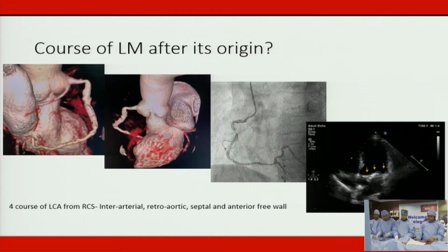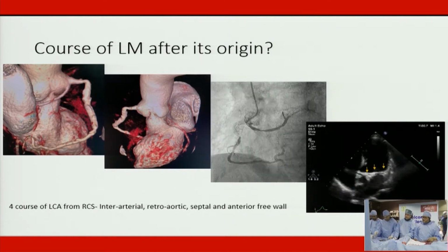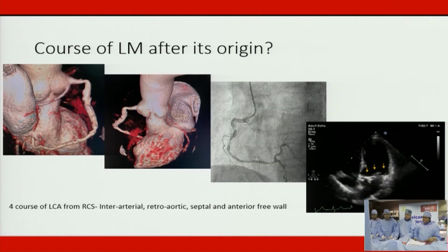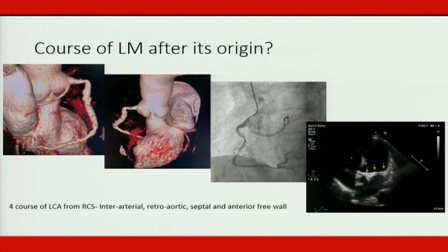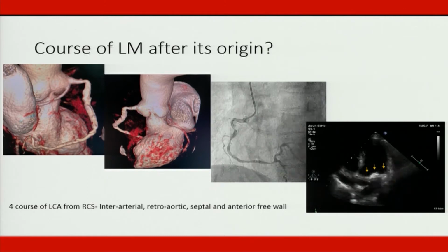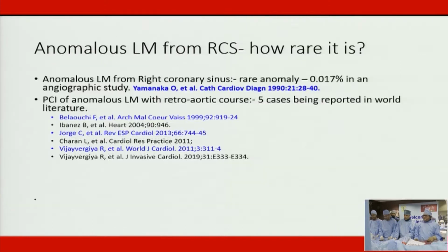Here is the course of the left main, which is retroaortic after originating from the right coronary sinus, which is evident on the angiography. If you see the apical 5-chamber view on the echo, there is a straight line which is again suggestive of the retroaortic course of the left main. CT has also shown a left main going between the aorta and the LA, suggestive of a retroaortic course instead of an interarterial, septal or anterior course. These are the 4 types of course, out of which the retroaortic course is the one with this particular patient.